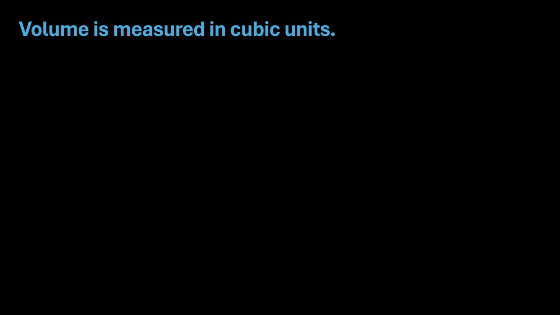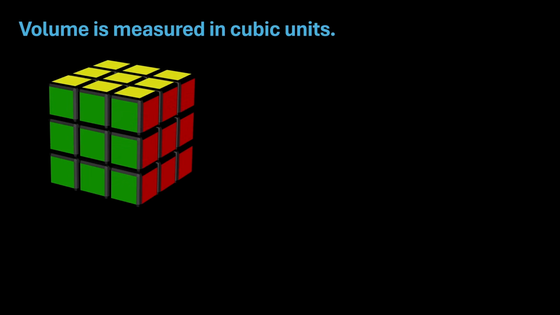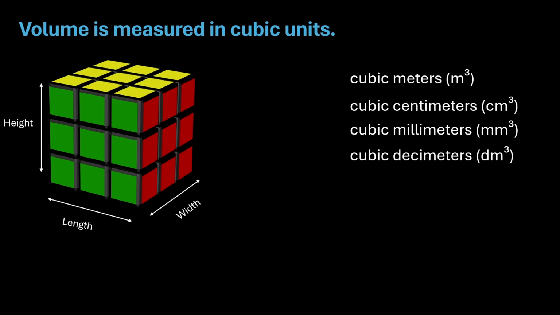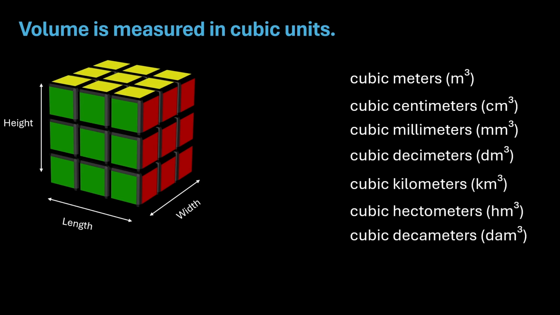Volume is measured in cubic units because it represents a three-dimensional space. It has a length, a width, and a height. Some common cubic units are cubic meters, cubic centimeters, cubic millimeters. But there are other units as well. For example, cubic decimeters, cubic kilometers, cubic hectometers, and cubic decameters.